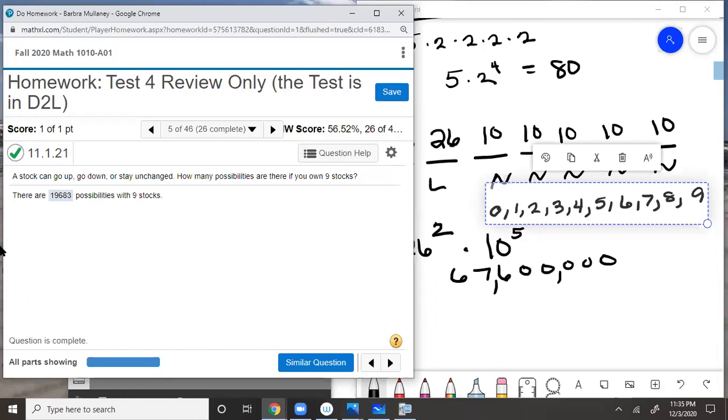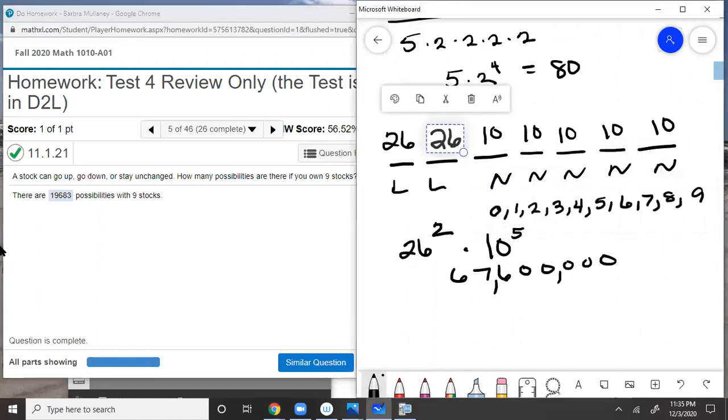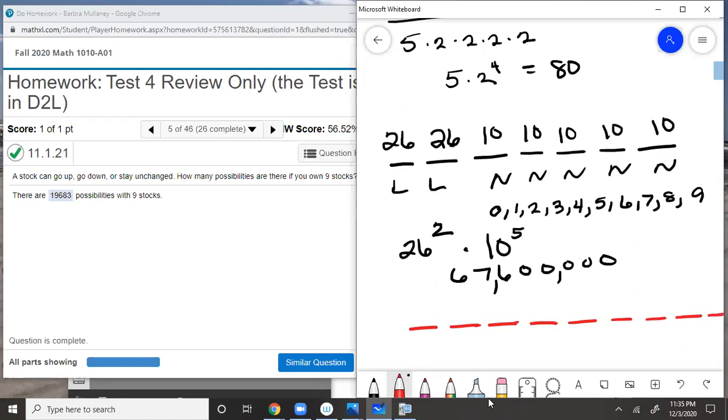Okay, the next question, number 5. A stock can go up, go down, or stay unchanged. How many possibilities are there if you own 9 stocks? All right, so with the 9 stocks, I'm going to put 9 spaces here. And there are 3 different ways that stock can perform. It can either go up, go down, or stay the same. I'll just say S for stay the same. So there are 3 different ways that stock can perform. The first one, and so forth.